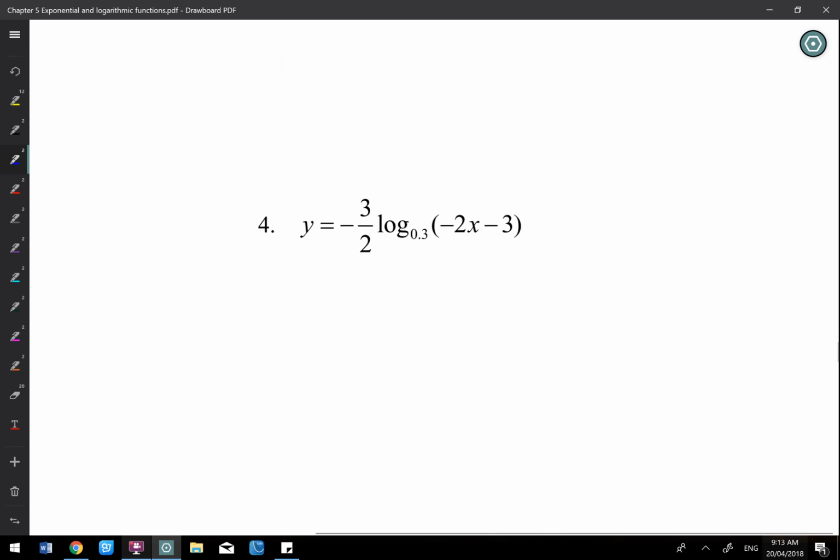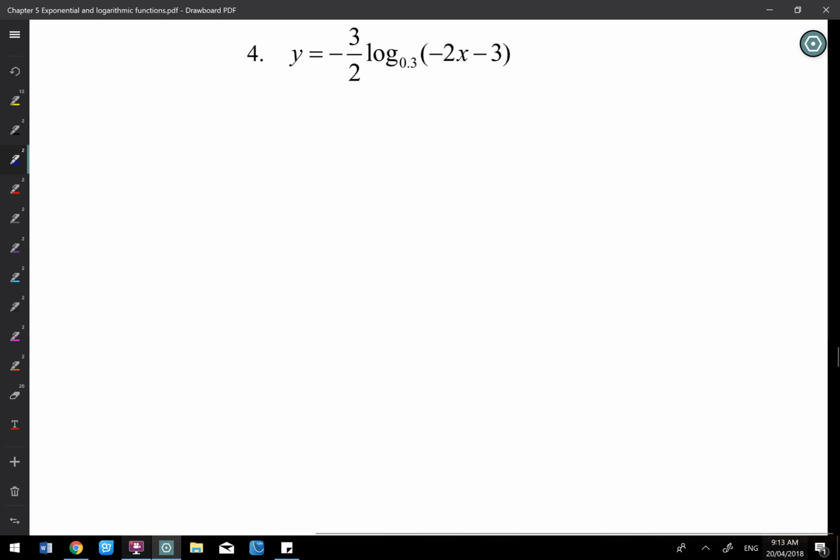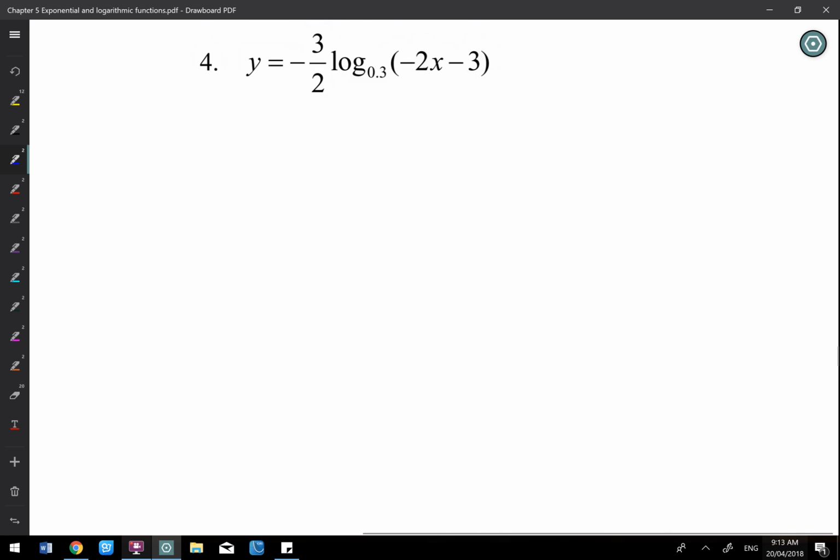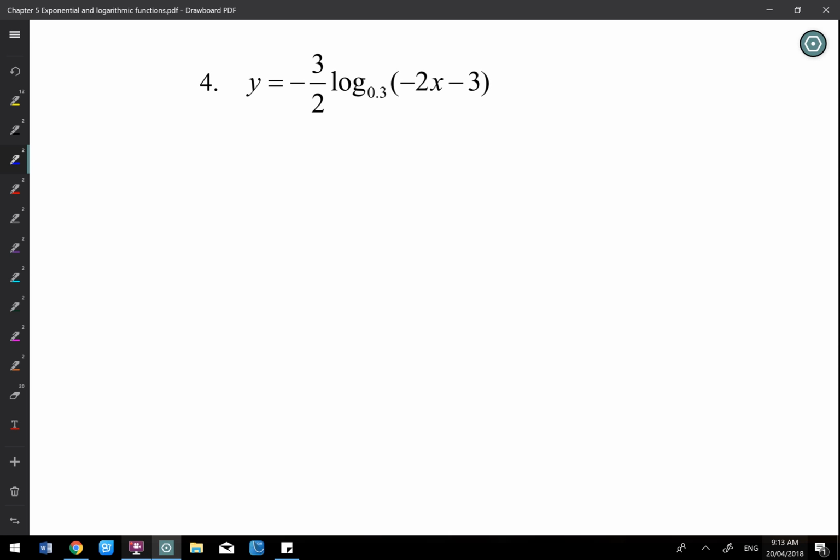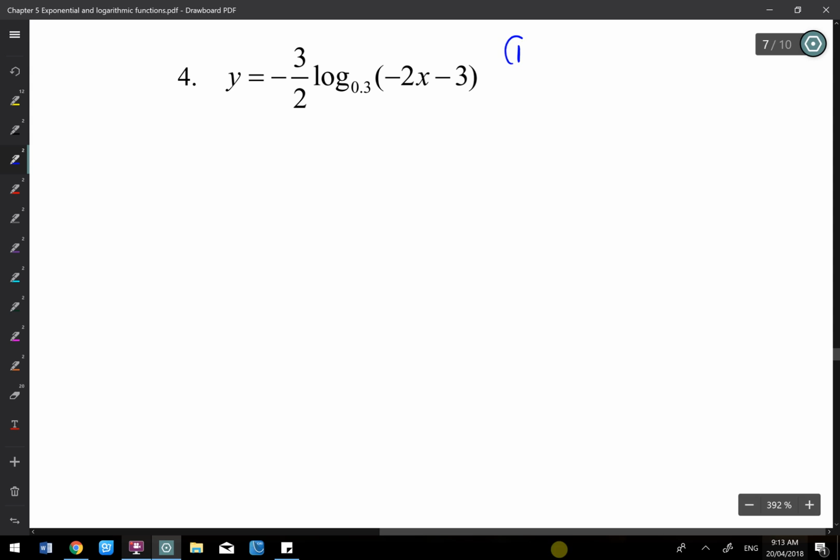Okay, if you can look at number 4. Number 4 is y equals minus 3 over 2 log base 0.3 of (minus 2x minus 3). So step number 1 is to find the asymptotes. So it's minus 2x minus 3 equals 0.